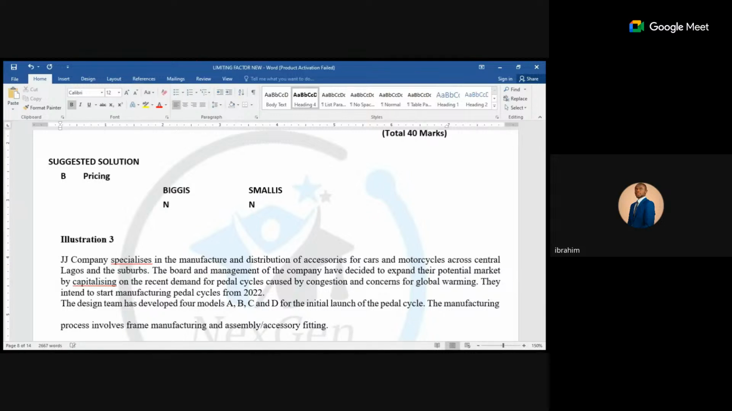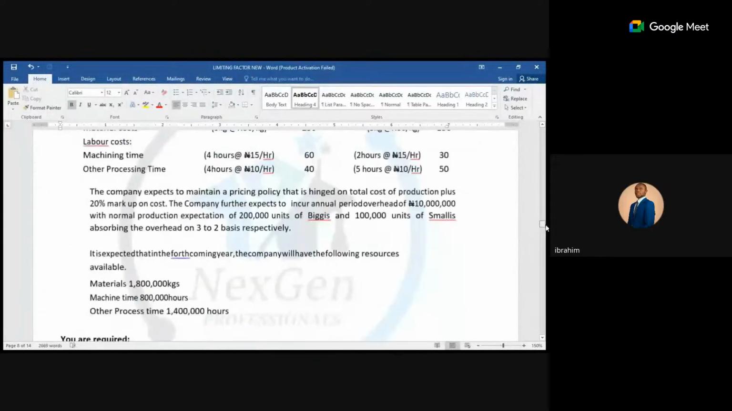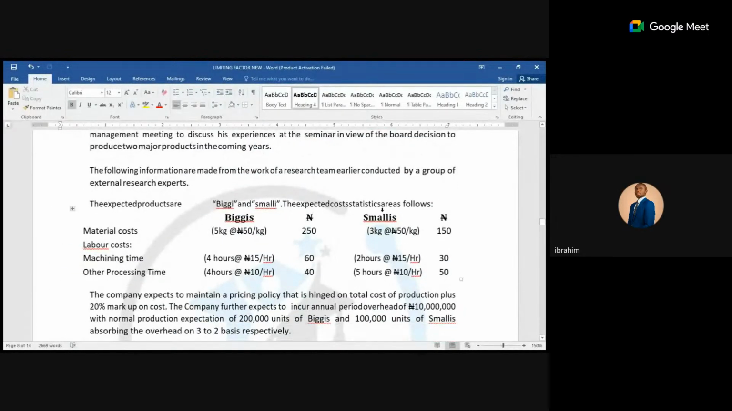Material costs. So what is the material cost given to us in the question for biggies? What is the material cost, class? Am I the only one in this class? 250 naira. Someone say 250. 250, thank you.